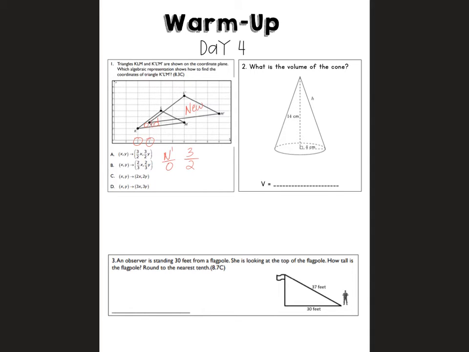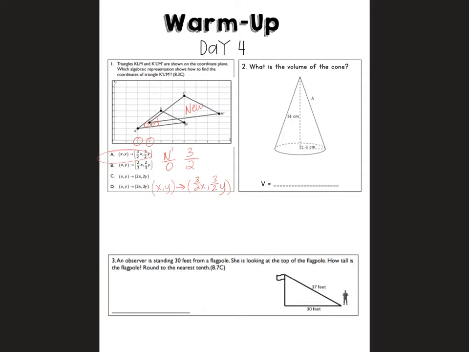And remember, all of our rules are written the same way, X, Y, and an arrow. Since this is a dilation, it means that we're multiplying. And so I'm going to take my scale factor and multiply it by all of the X values and my scale factor and multiply it by all the Y values, which leaves you with option A.